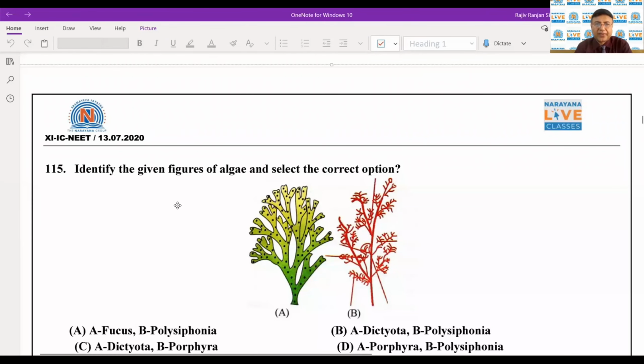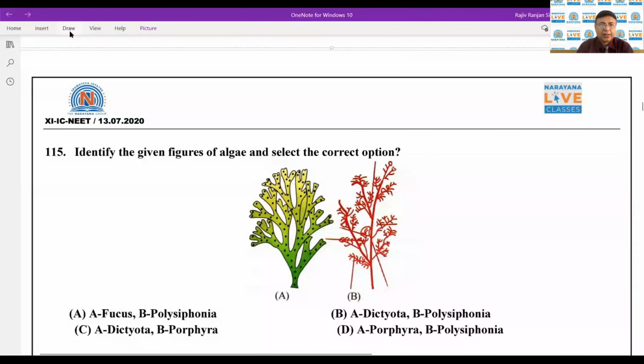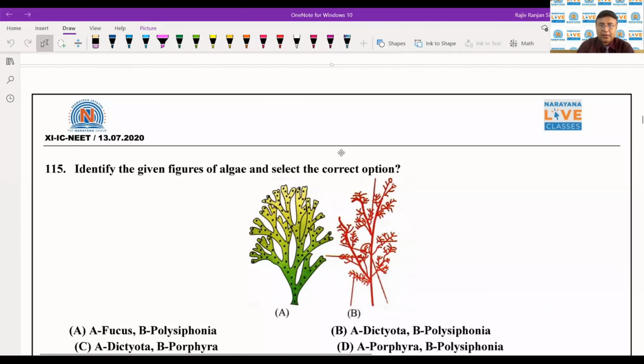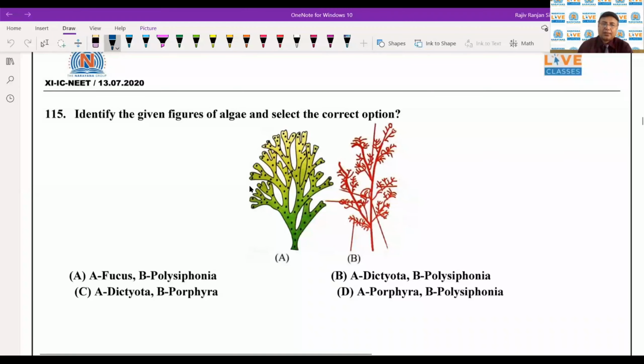So in question number 115, the figures of two algae. Here we just see one, and it's there. The second one is there. So we have to just tell whether they are Fucus and Polysiphonia, or Dictyota and Polysiphonia, or Dictyota and Porphyra, and the fourth option is Porphyra and Polysiphonia.